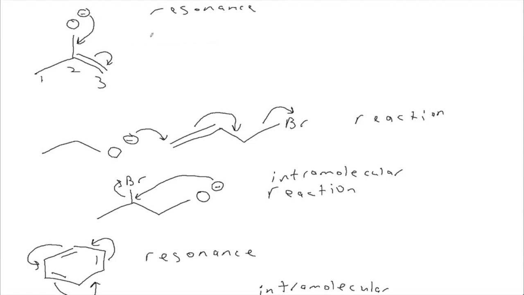So let's try that on this example. Try drawing the product here. Or actually, it's not a product because it's not a reaction, but try drawing the other resonance structure based on these arrows. So on your screen, try drawing the other resonance structure based on these arrows.